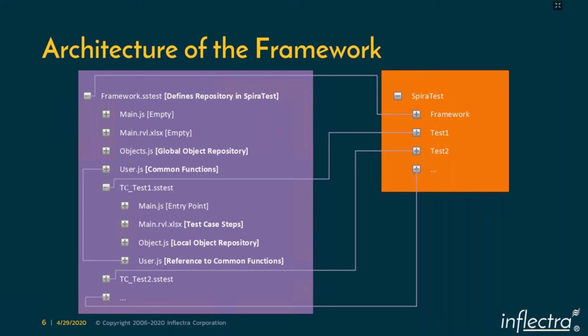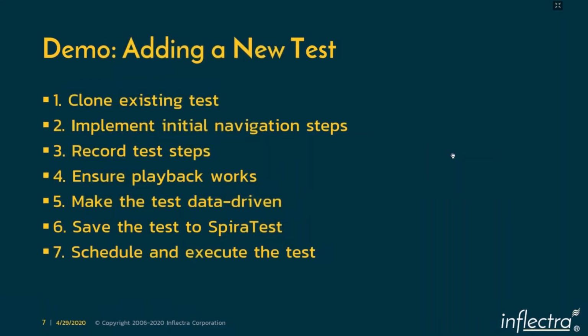Every test case, like TC test 1 here, contains the definition of test steps for the test case. It may also have a local object repository, and it also may use functions from the parent test, from the main test. And every test case, every Rapise test implementing a specific scenario, will be linked to a specific test case in Spira. So let's proceed to the demo.